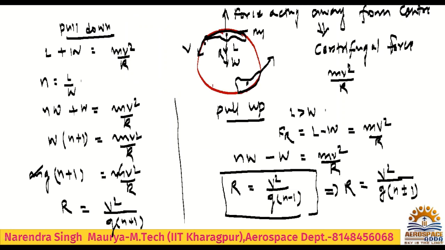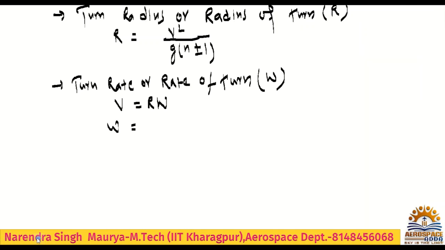Check everything I have mentioned. N is called load factor. This r is called radius of turn. There should not be any confusion. V is velocity. Everything you know now, basic. So turn radius is nothing but r and turn rate is nothing but omega. Omega is equal to v by r.